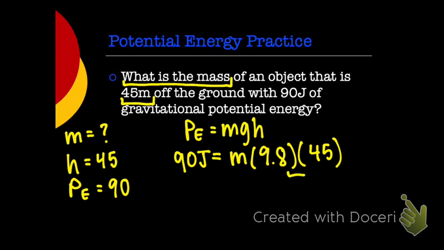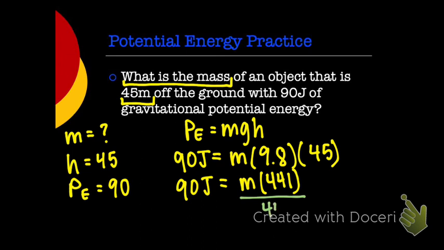All right, so I'm going to multiply these two together first. That gives me 90 joules equals mass times 441. Then I'll divide over 441 on both sides. That gives me a mass equal to what? 0.204. Good. And what would my unit be that goes with mass? Kilograms. Very good. Very good.